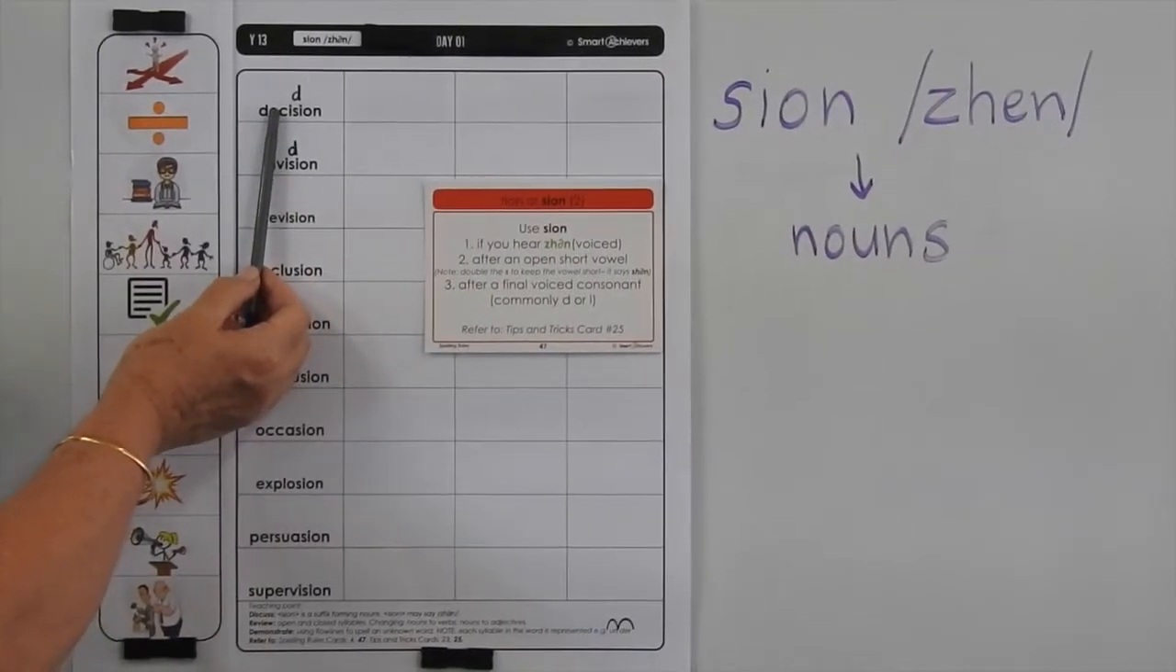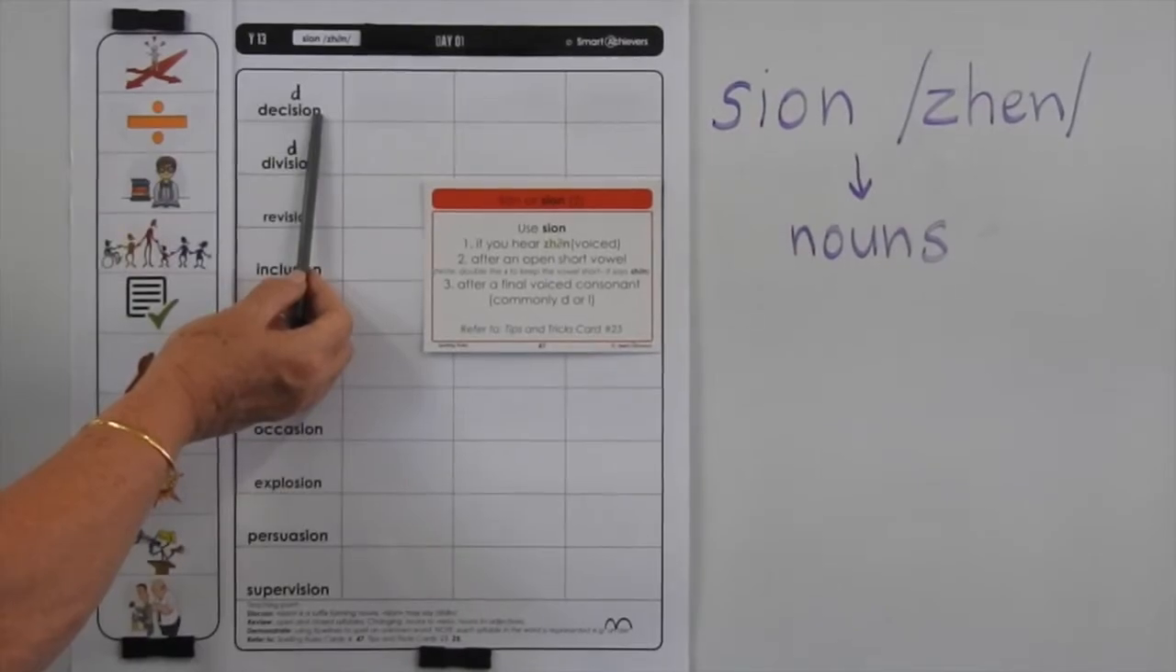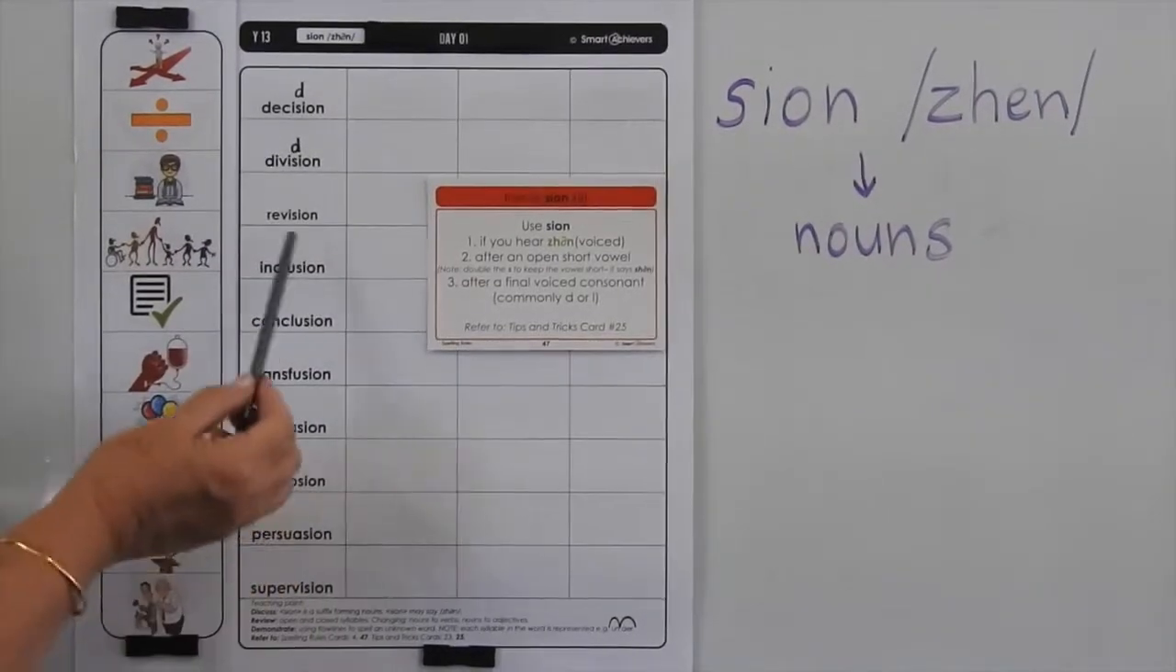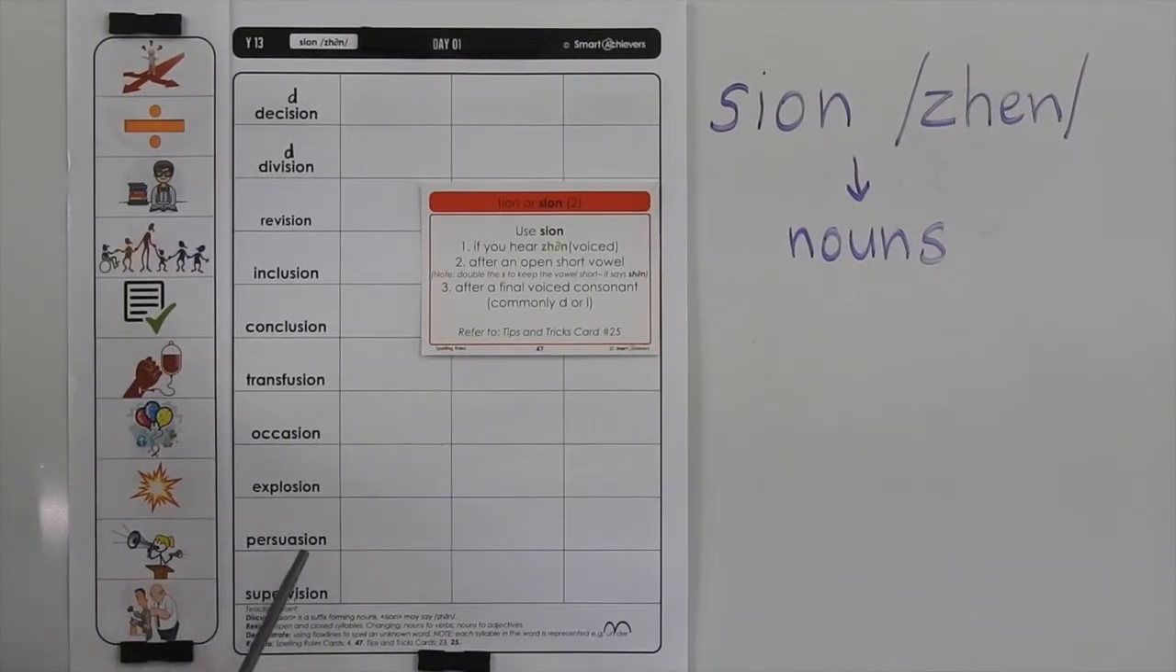So if we go through these words, I'd suggest you go through and highlight the S-I-O-N in each of them and anything else that you can see in there that may make the spelling easier for you.